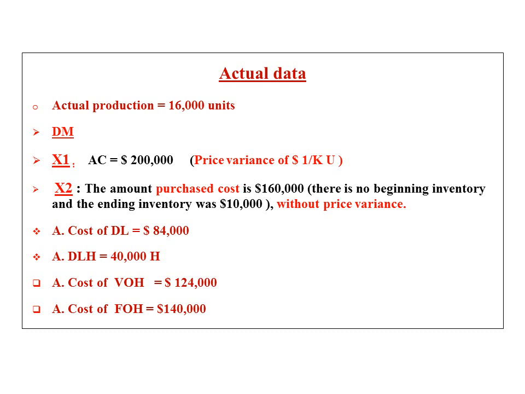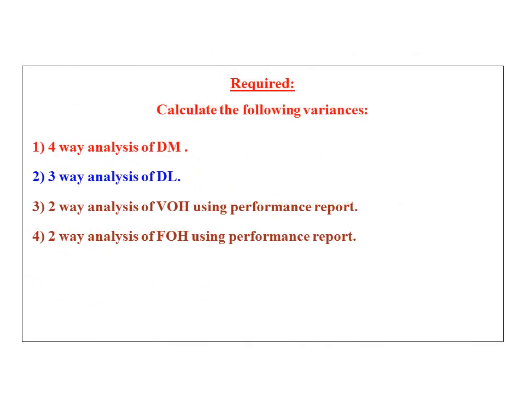And the actual cost of direct labor 84,000, actual direct labor hours 40,000 hours, actual cost of variable overhead 124,000, and actual cost of fixed overhead 140,000. I have the budget for standard costs, I have actual for direct material, for direct labor, for overhead. The requirement is to calculate the variances.